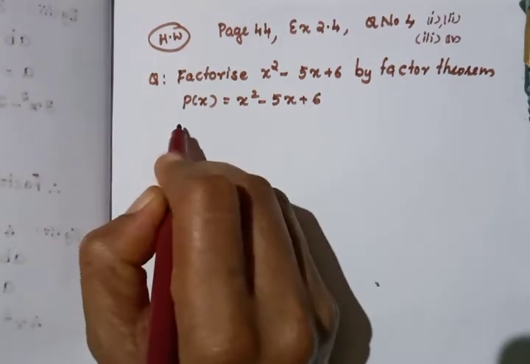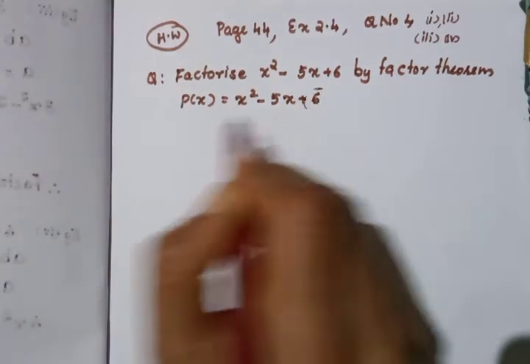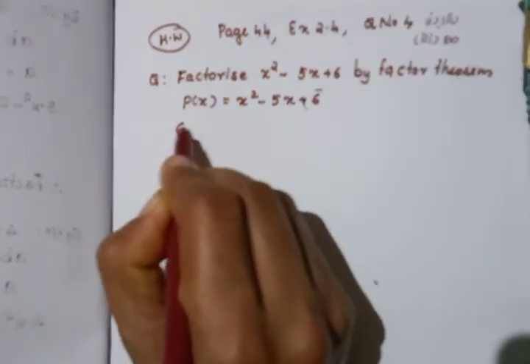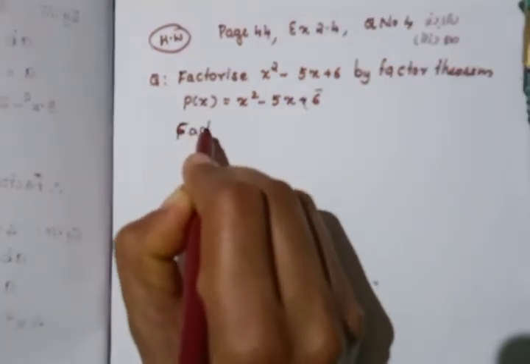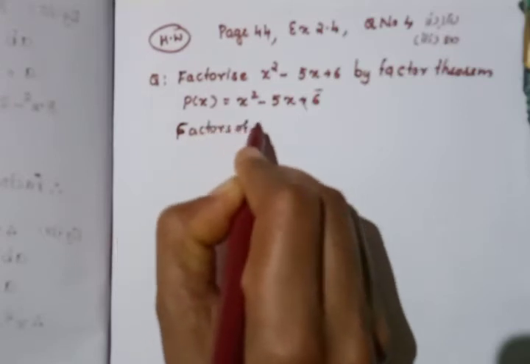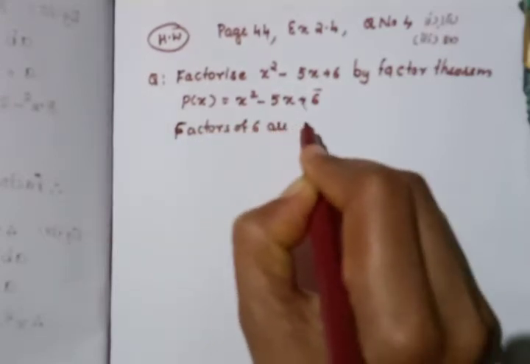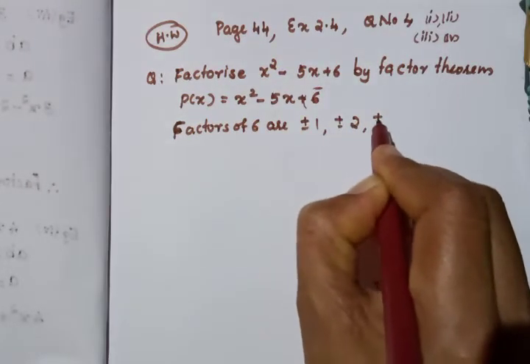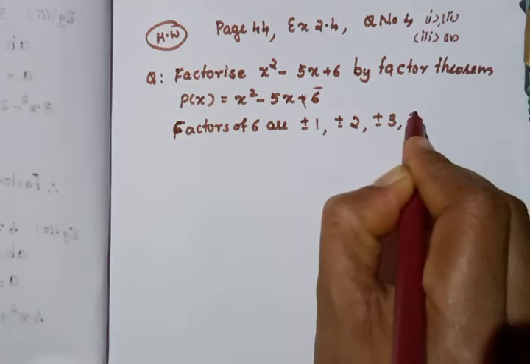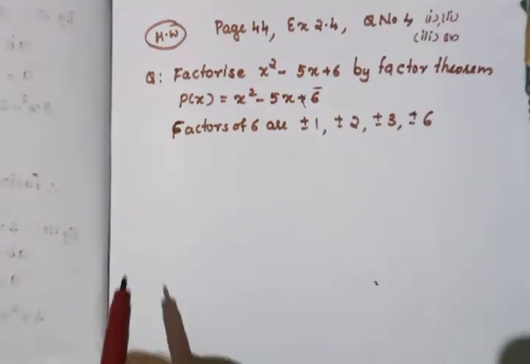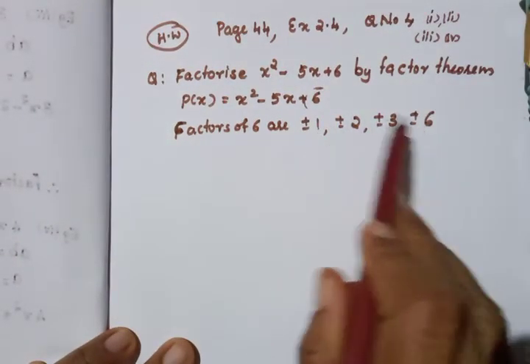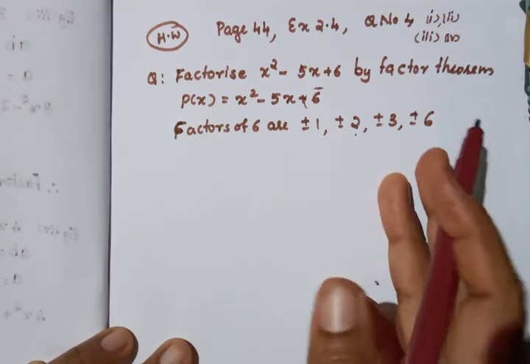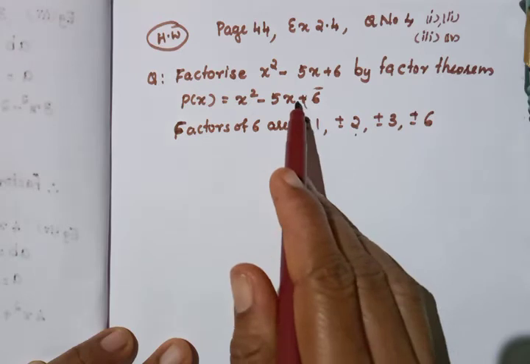So what we do here, the constant term is 6, correct? What are the factors of 6? Factors of 6 are plus or minus 1, plus or minus 2, plus or minus 3 and plus or minus 6. Understood? How do we get it? See, what is 1 into 6? 6. 2 into 3? 6. Is there any other number? No.